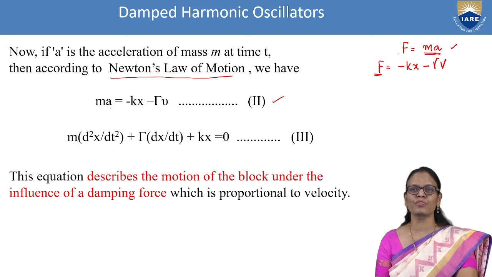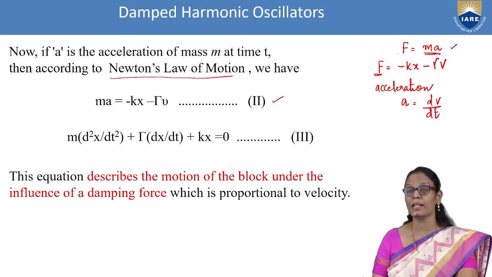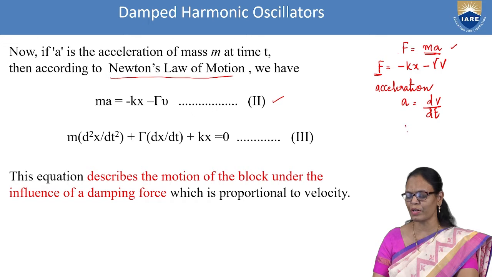Now we will substitute for a. What is acceleration a? How do we define acceleration? Acceleration a is the rate of change of velocity. a is equal to dv by dt, where v represents the velocity. So the rate of change of velocity with respect to time is acceleration. And we also know that velocity is the rate of change of displacement, dx by dt. So we can substitute for v here. We'll get a is equal to d by dt of dx by dt.